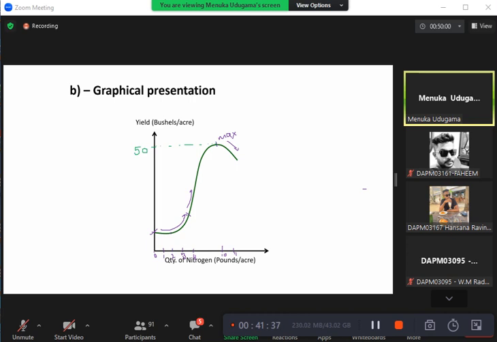So now we will see or try to find how to find the optimum amount of inputs to use and output to produce in order to maximize the profit of the farm, right?